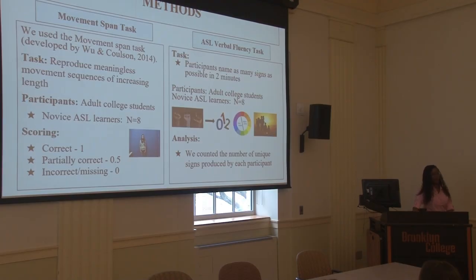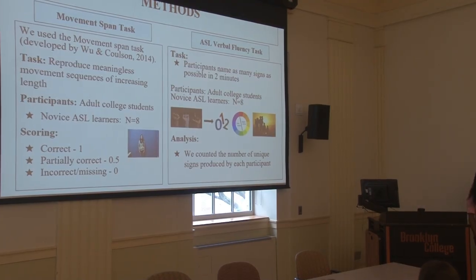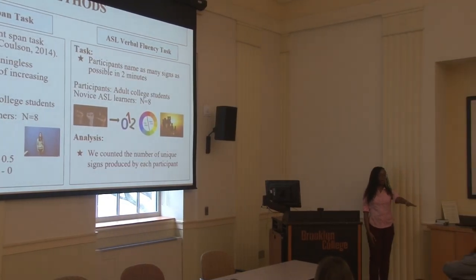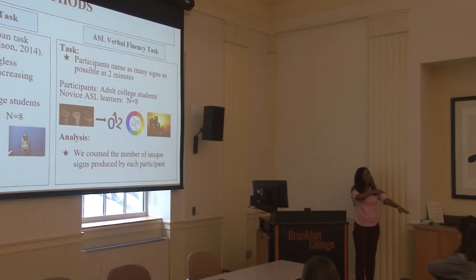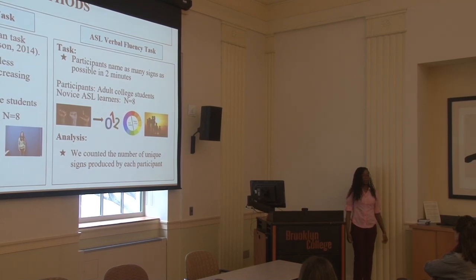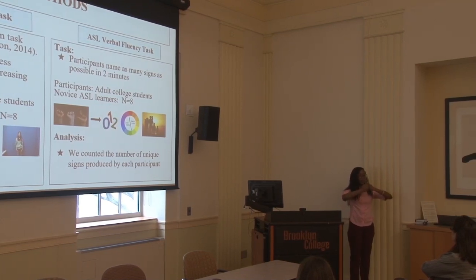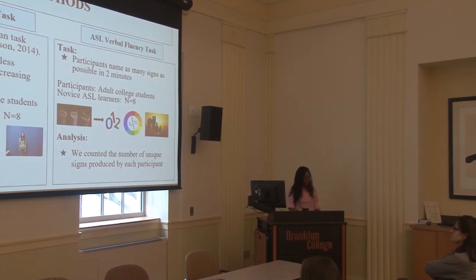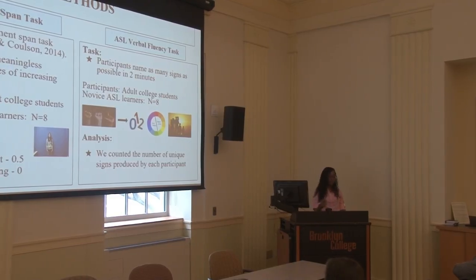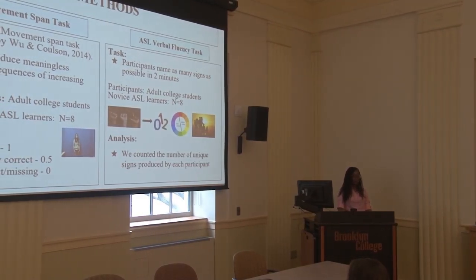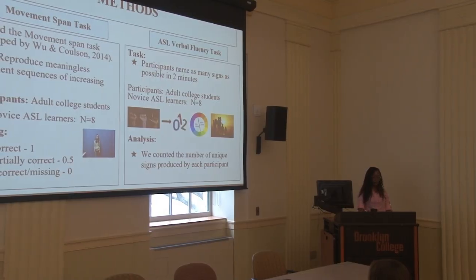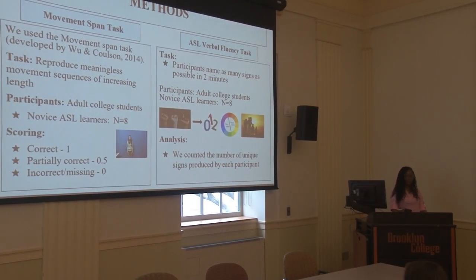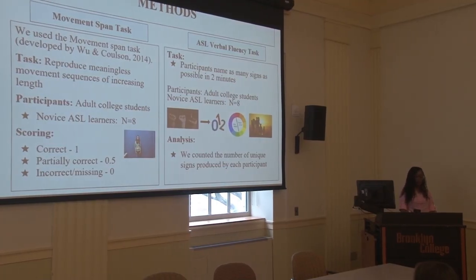But let me just show you a quick demonstration. So participants were tasked to reproduce something like this: arms up and out. This arm goes right here and pull up. Another example would be this or this. Then we score based on accuracy. So if they got it right, they will get a point. If it's partially correct, it will be half a point, and then if it's incorrect or missing, they will get 0.